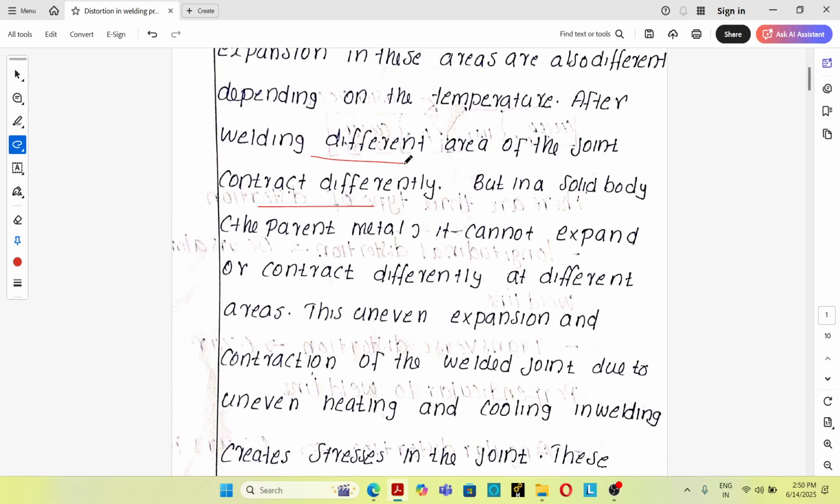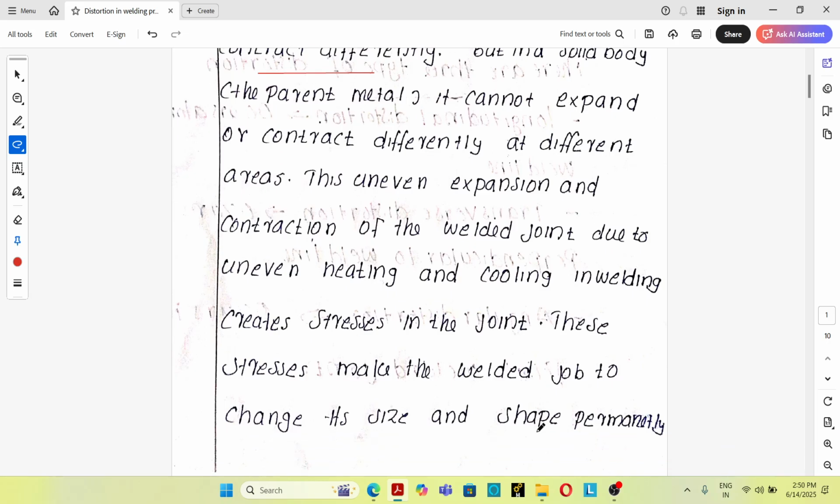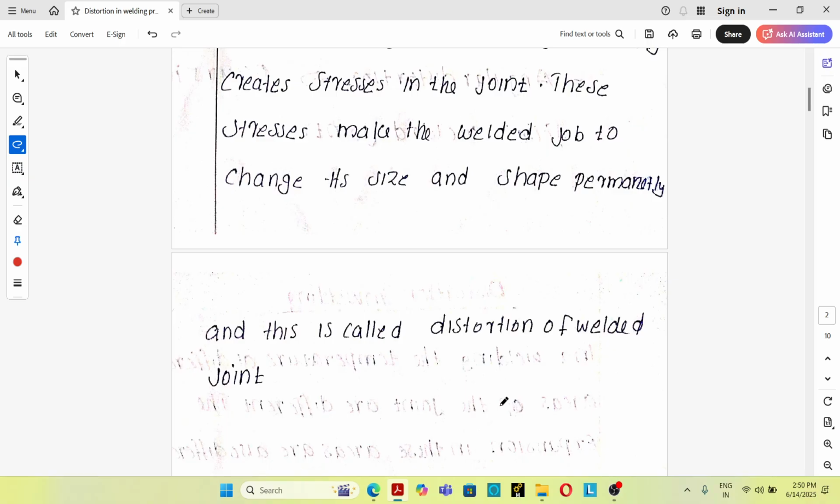This uneven expansion and contraction of the welded joint, due to uneven heating and cooling, creates a stress in the welded joint. So the reason behind the stress in the welded joint is uneven heating and cooling at different areas at different rates. This stress makes the welded job change in size and shape permanently, and this is called distortion of the welded joint. Actually, distortion of the welded joint is a defect, or a failure.